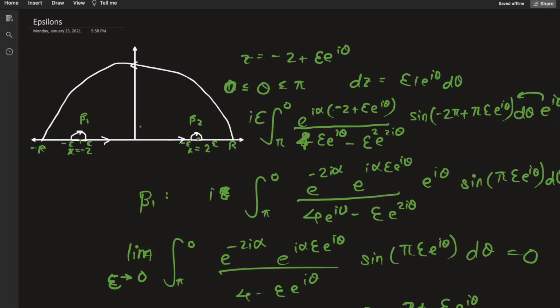Now we did the beta 1 and beta 2s. Let's look at this semicircular path gamma in a procedure that's relatively well known to us compared to the beta integrals. Jordan's lemma on a fresh page. See you there.